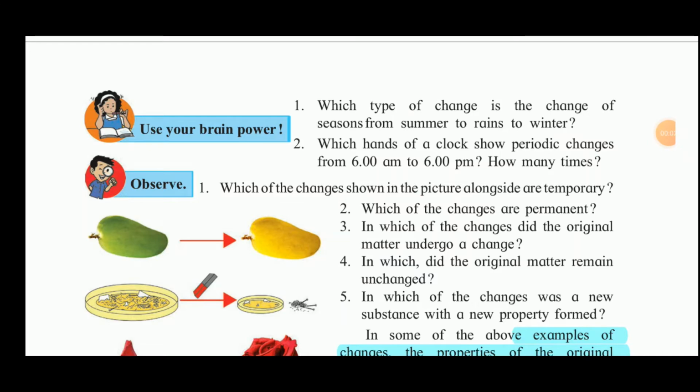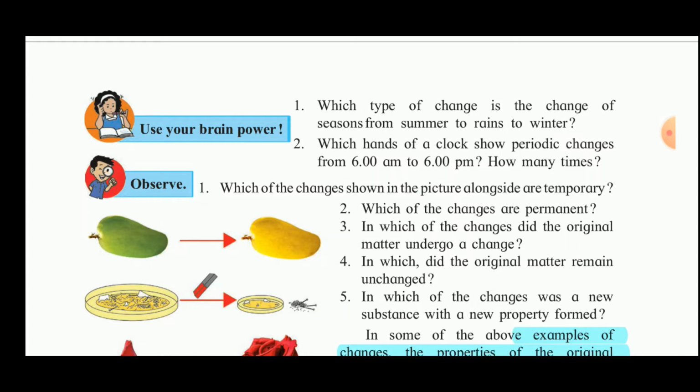Now, let us see which type of change the change of seasons from summer to rains to winter is. This is an example of natural and periodic change.